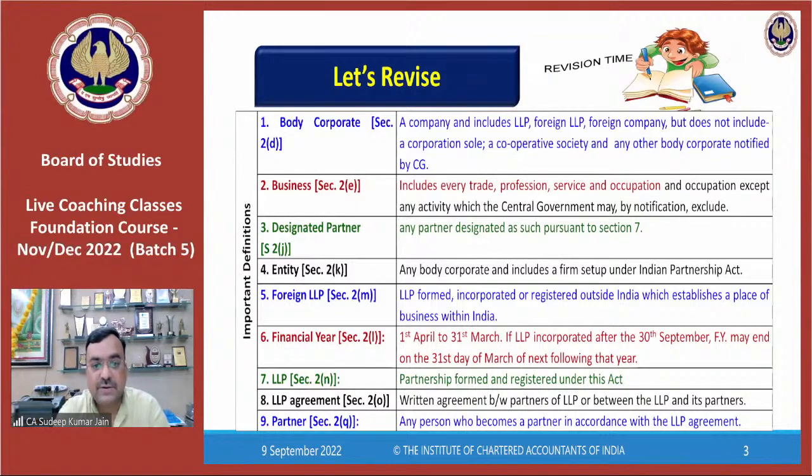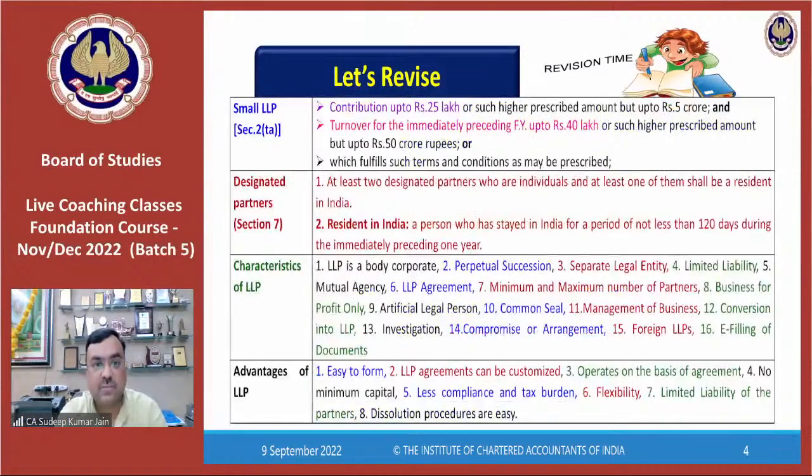LLP: partnership formed and registered under this Act. LLP agreement: the agreement decided among the partners and LLP. Partner: any person who becomes a partner in accordance with the LLP agreement. A small LLP, this was newly inserted in the Amendment Act.